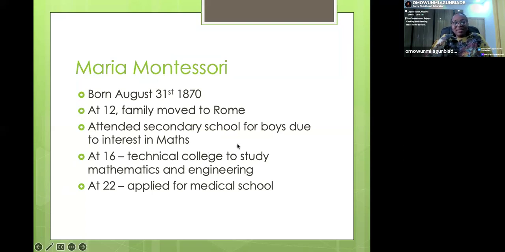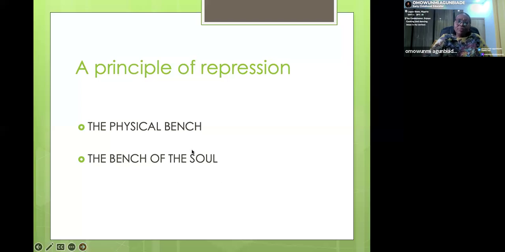At age 16, she went off to technical college to study mathematics and engineering. At 32, she applied for medical school. We'll talk more about her later, but we want to jump to something very common during her time in Italy's education, what is known as the principle of repression.